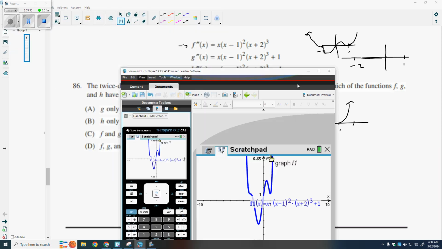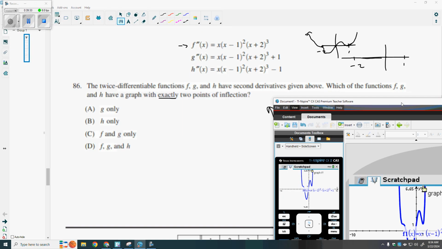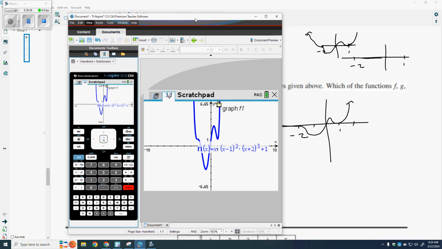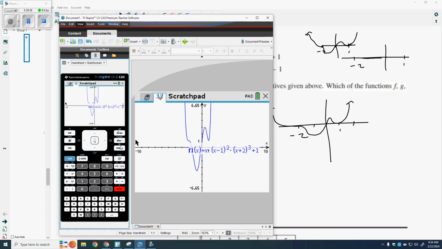So right now, we have F and G. So the only thing is, is it H also? Is it all 3 of them? Let's just go back, and let's go up to F1, and let's change this plus to a minus. That's the only difference. Let's hit enter. Are there exactly 2 points of inflection? No, there's 1, 2, 3, 4 points of inflection now. Second derivative is 0, and it passes through, and it switches signs. So that was graphically.